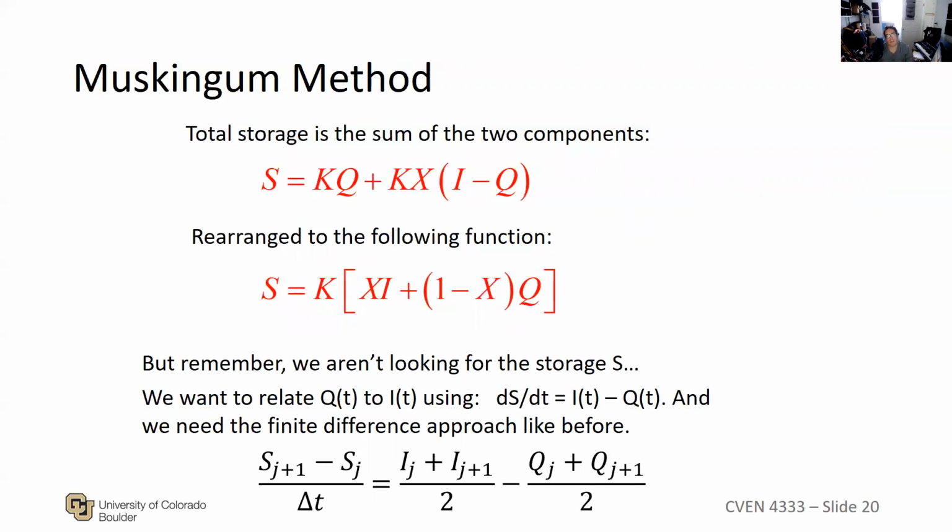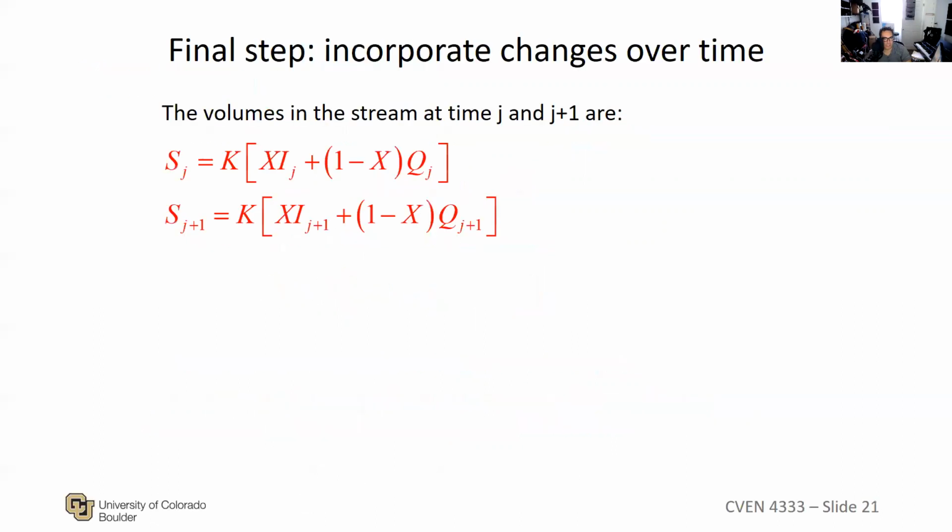And so that's good. We have relationships for storage, which is great. But what we really want to know is what the relationships are between storage and flow. And we are going to plug these things into the finite difference approach that we used before. We're going to rearrange the finite difference approach a little bit because of the way that we've set up the storage equation. But regardless, this is going to be the fundamental equation that we're using to get us to the finish line.